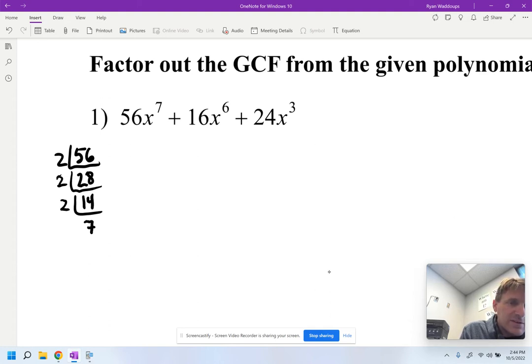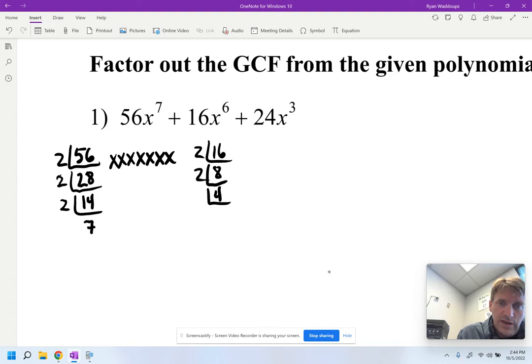The x to the 7th means that I've got x multiplied by itself 1, 2, 3, 4, 5, 6, 7 times. And then I've got 16x to the 6th. 16 is 2 into 8, 2 into 4, and 2 goes into 4 2 times. And so I've got 2 times 2 times 2 times 2, and x times x times x, 1, 2, 3, 4, 5, 6 times.